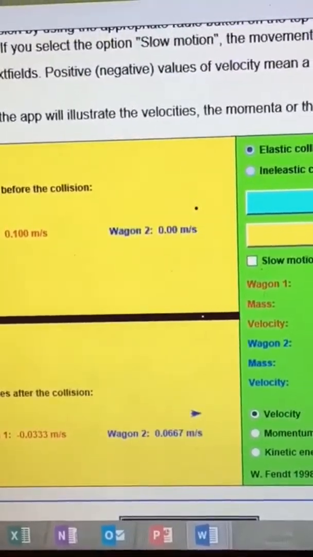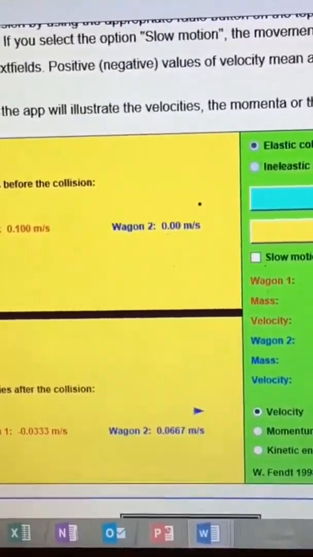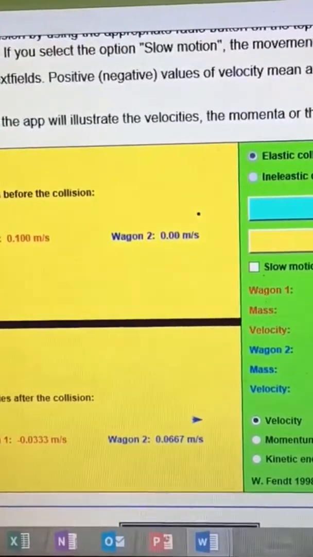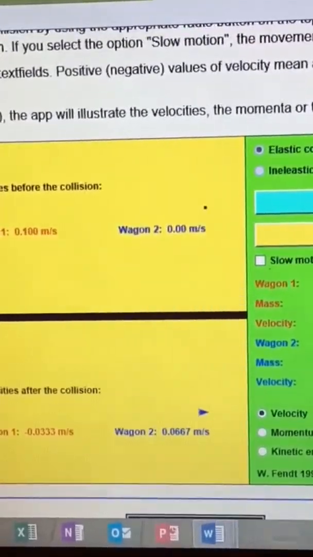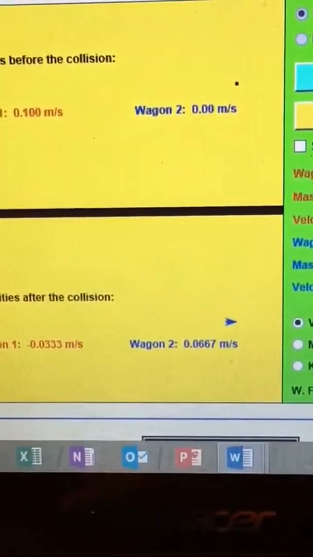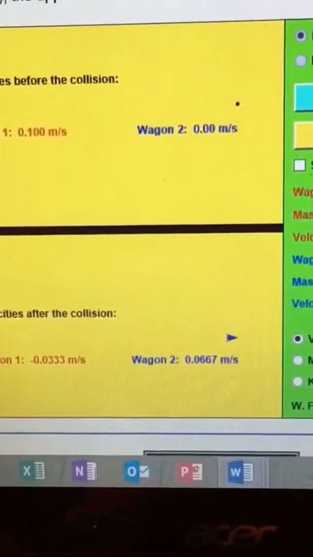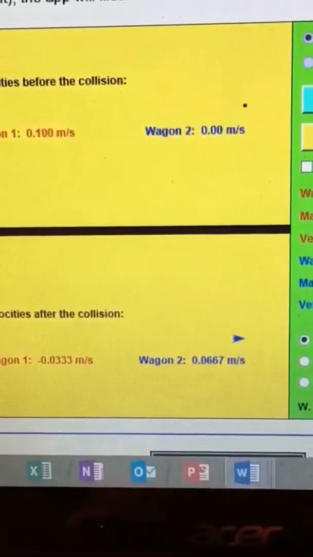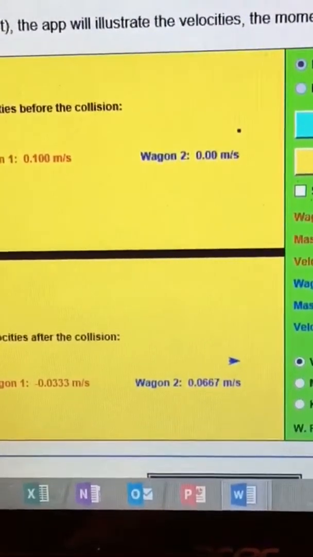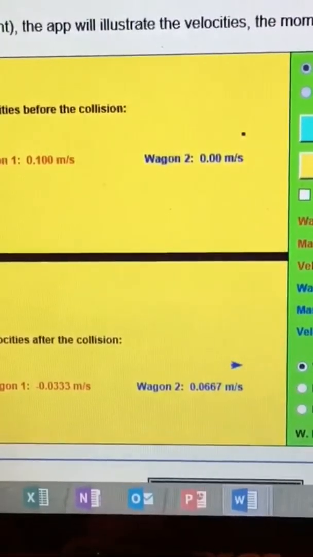The red cart's initial velocity is 0.10 meters per second, and the blue cart's initial velocity is 0.0 meters per second. The final velocity for the red cart is negative 0.033 meters per second, while the blue cart is positive 0.0667 meters per second.